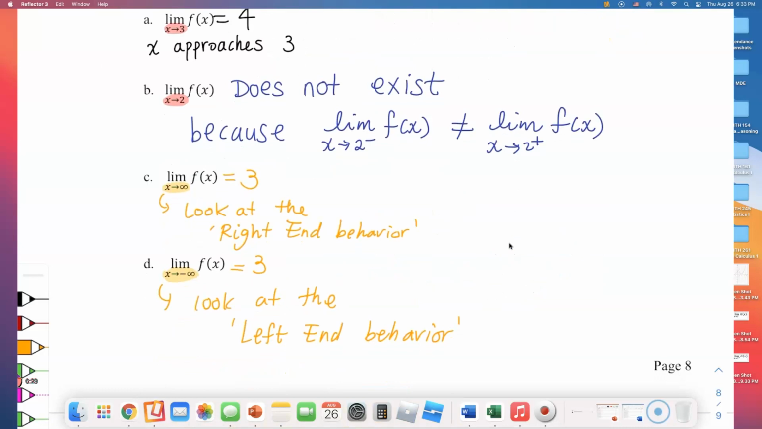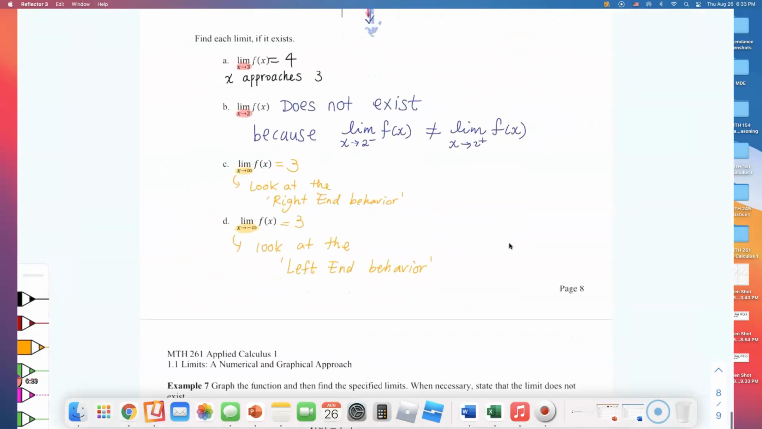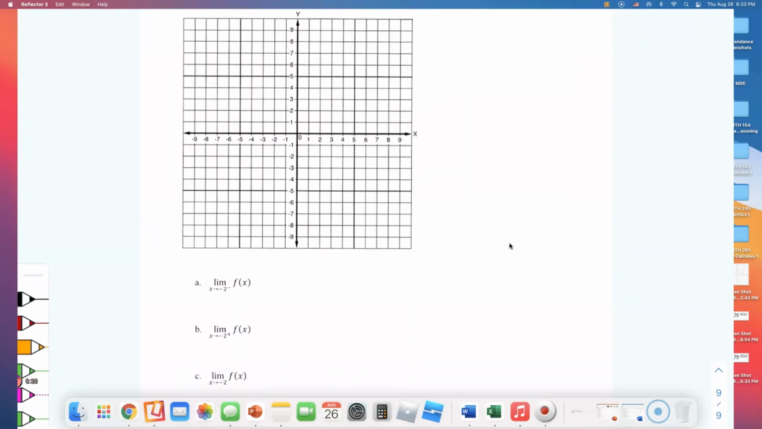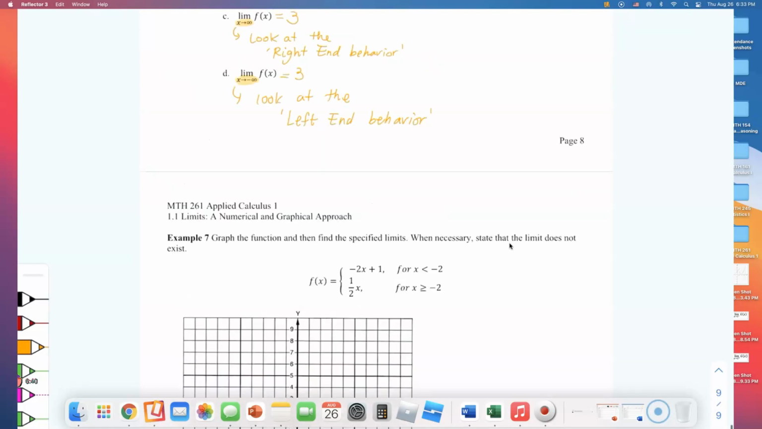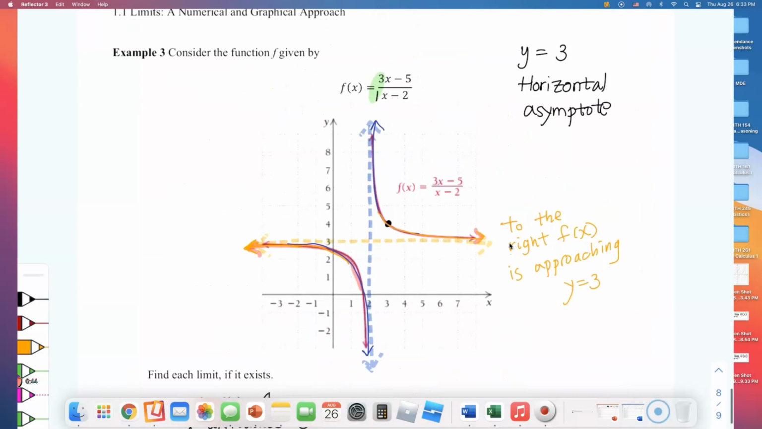So we did do all parts of this example. I think I'm going to cut this because example 7 is graphing a piecewise function ourselves and talking about the limit. So that's a slightly different topic. I'll go ahead and stop this video and come back for the very last one. Okay?